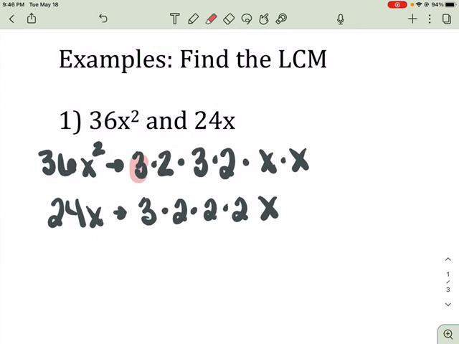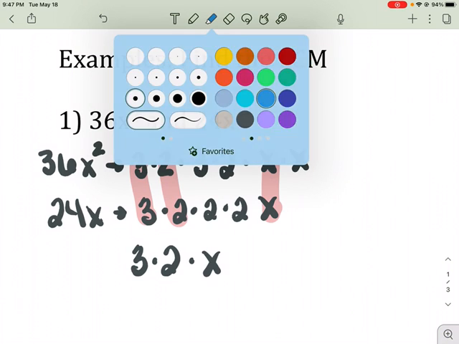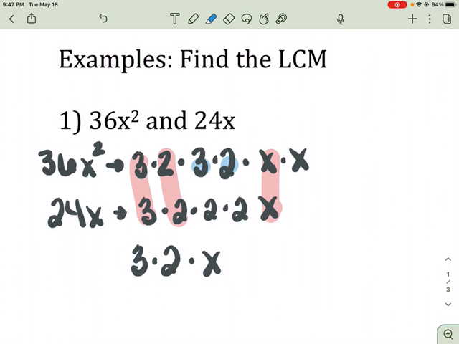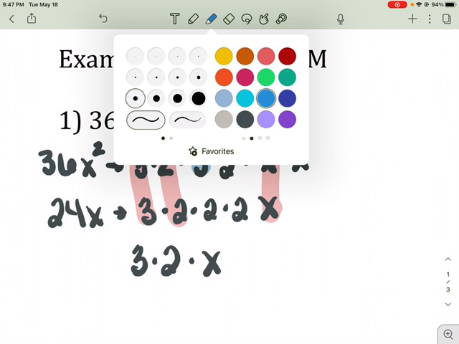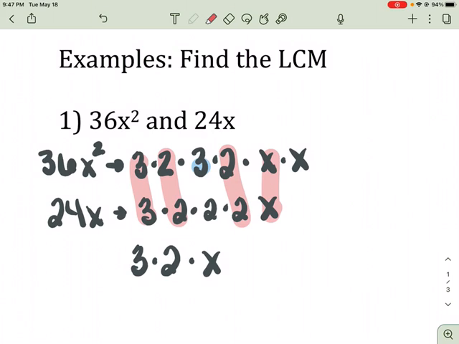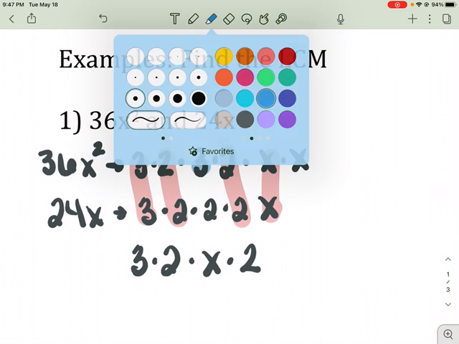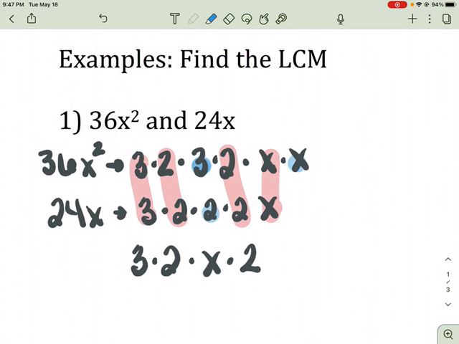Okay, so let's highlight what they have in common because we don't want any extras. So here we have a 3, we have a 2, and we have an x. It's the process that we're interested in, and again, some of us might be able to do this without writing everything out, which is totally cool. All right, so we have a 3, we have a 2, we have an x. Now we need everybody who is not in common. So that's the 3, the 2. Oh, wait, I missed it. I messed up. There is another 2 right here. I almost missed it. Times another 2. Okay, so here's a 3 and a 2 and an x.